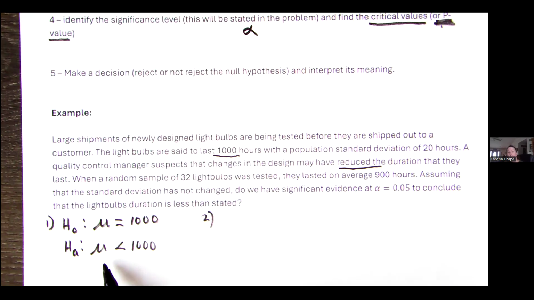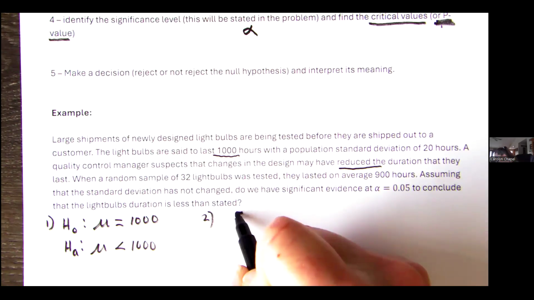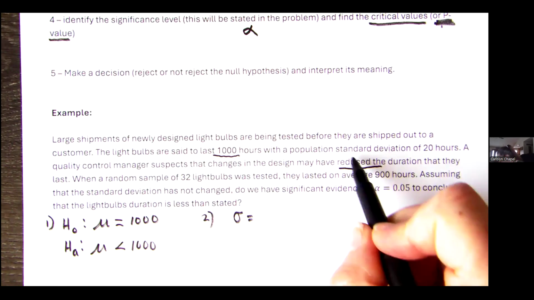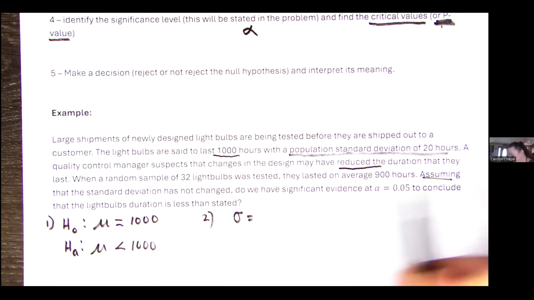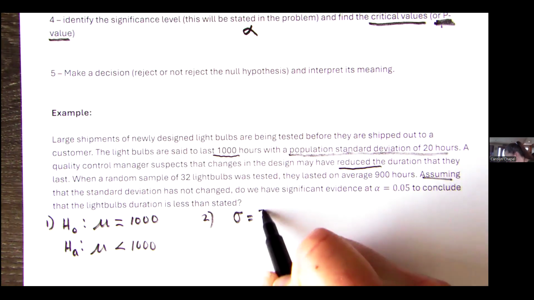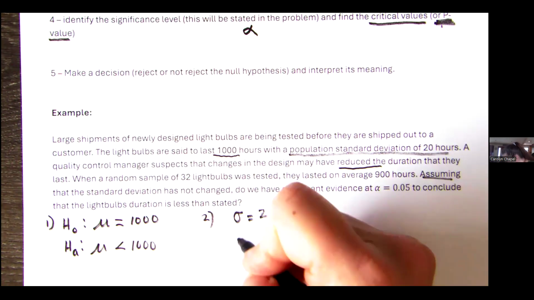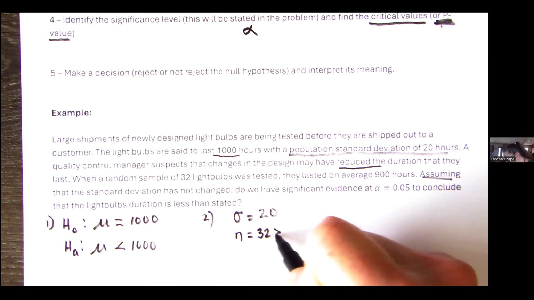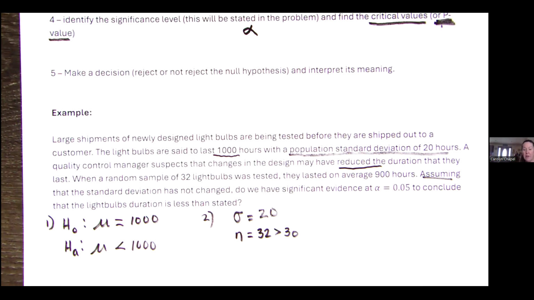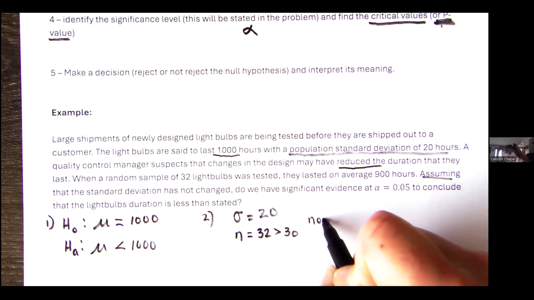Since we're talking about the mean, we will either use a normal or a t, and a lot of that is determined by what we know or don't know. We know the population standard deviation because it's right here in our problem. And we are supposed to also assume that it didn't change. Also, our n was 32, which is bigger than that magic cutoff of 30 that we talked about in earlier chapters. So that means we will be able to use our normal curve.